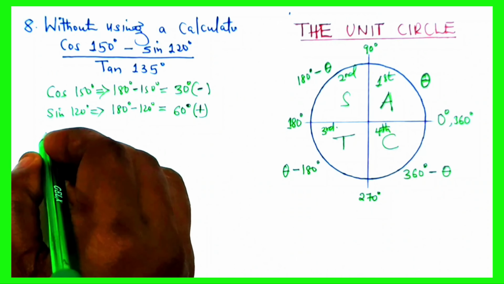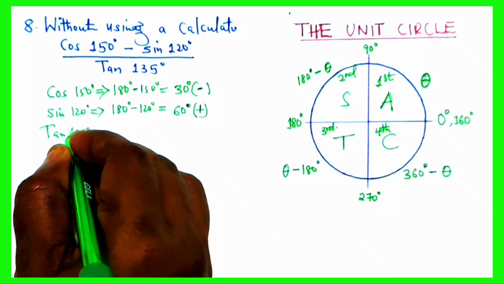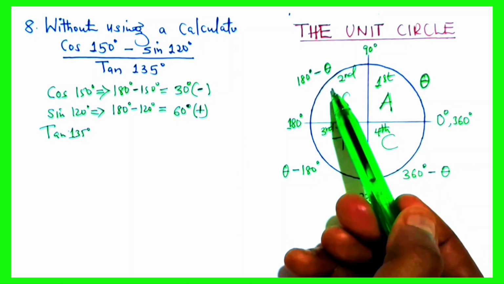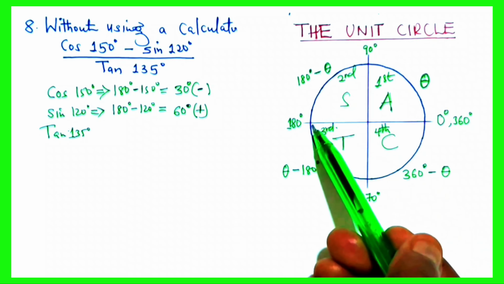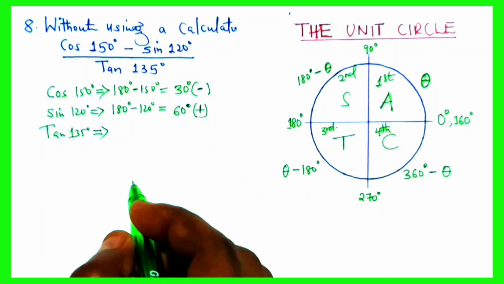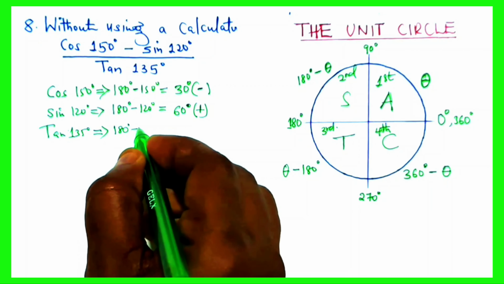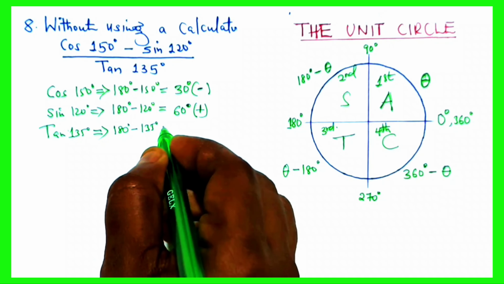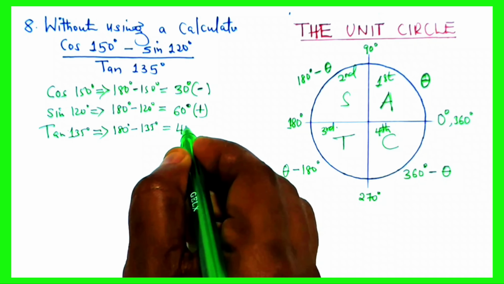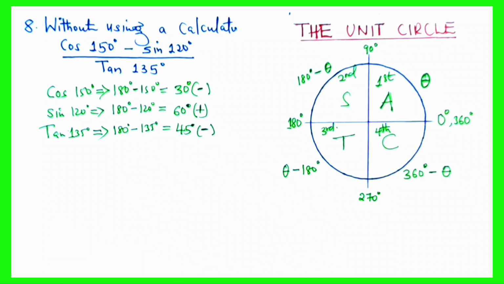And then the tan of 135 degrees also lies in the second quadrant, but for this case, the tangent of an angle here is negative. So we are going to consider that it will be 180 degrees to subtract 135 degrees, which will simply be 45 degrees, which will be negative.